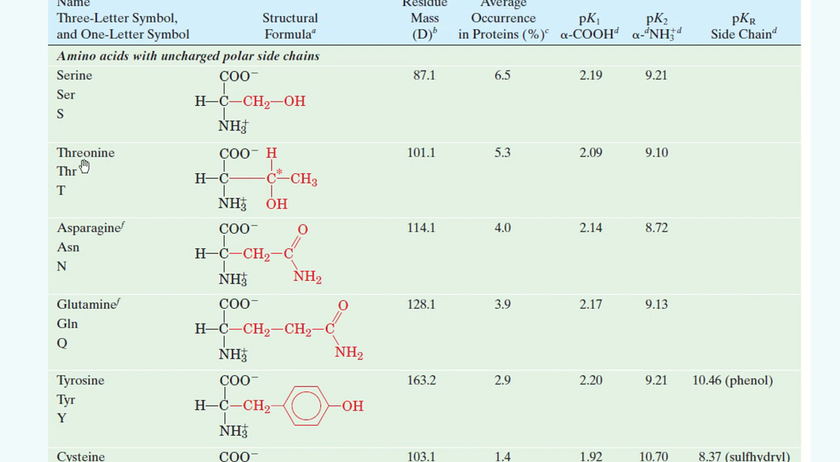The next one is amino acid threonine. Threonine contains a 2-carbon side chain on which one of the carbons contains a hydroxyl group. So it is CHOH CH3, a 2-carbon side chain with a hydroxyl group on it. So this is also a polar side group.